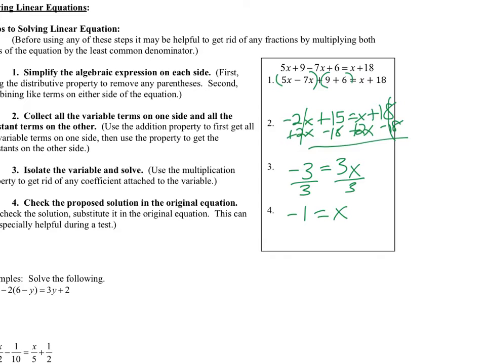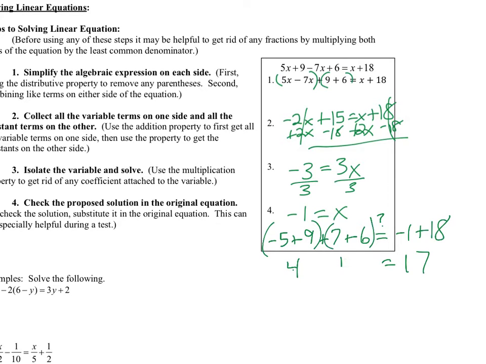So if x is negative 1, that turns 5x into negative 5, plus 9. And a negative 1 would turn the negative 7x into a plus 7, and a plus 6. And does that equal negative 1 plus 18? Well, negative 1 plus 18 is negative 17. Sorry, no negative on that. Apologies. Just 17.